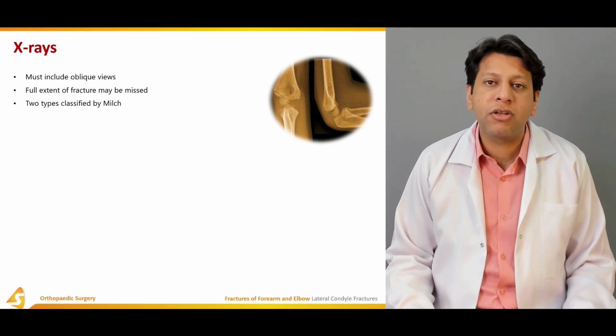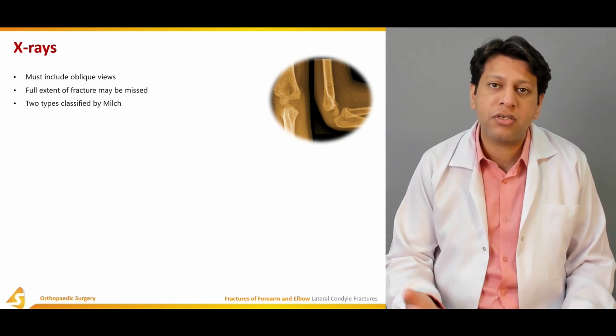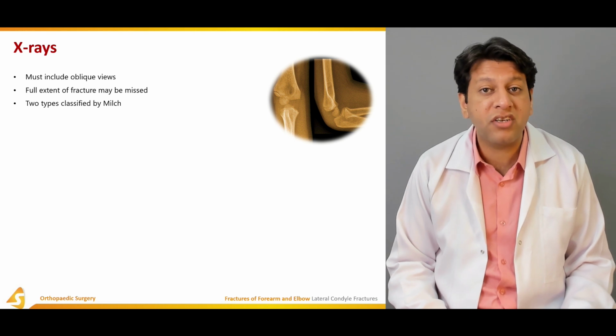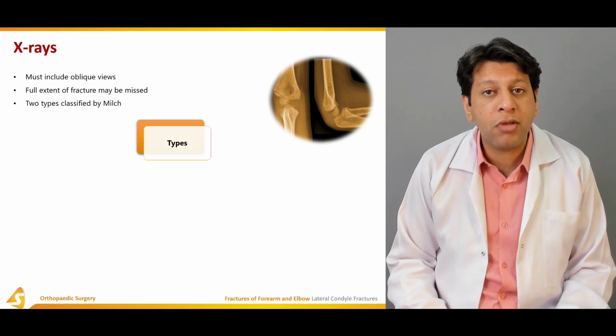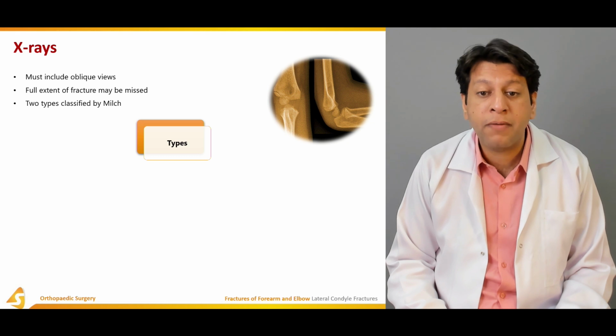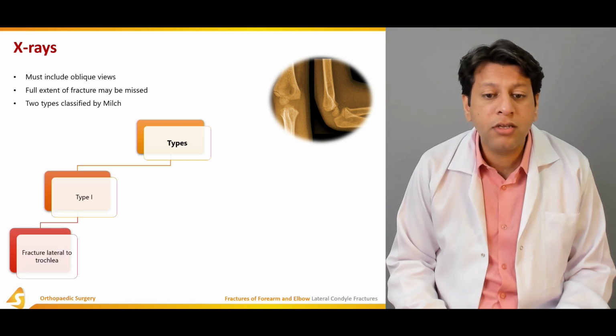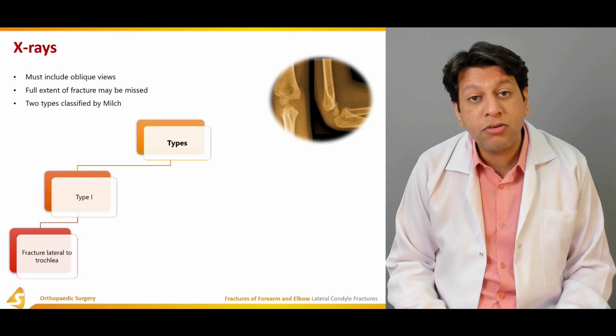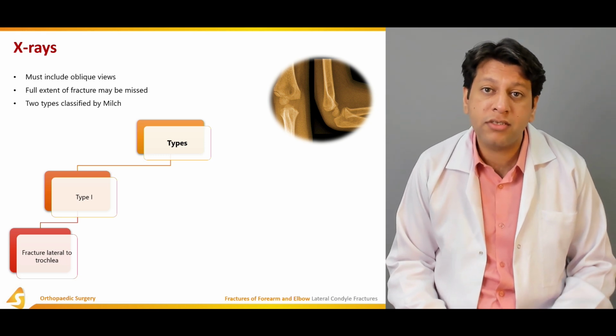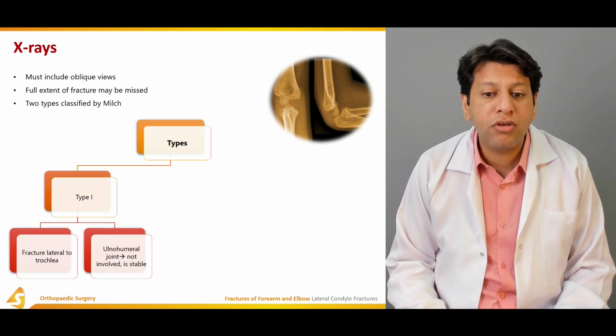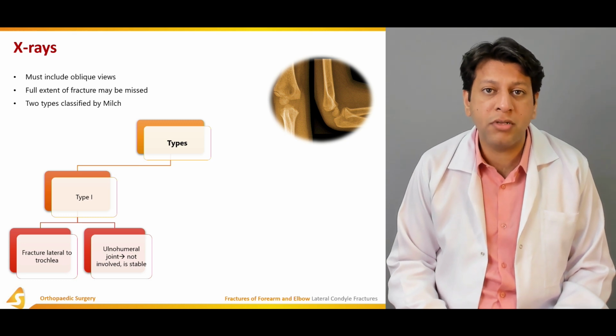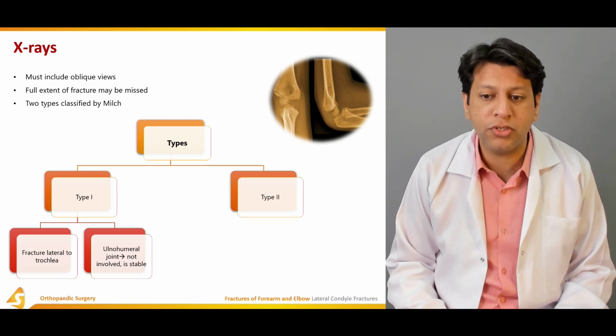Milch classified it according to two types. I have just discussed the Weiss et al. classification, which subdivides into three types, but according to Milch, there are two types of lateral condyle fracture. Type 1 is a fracture that is lateral to the trochlea and remains in the physis and the metaphysis only. The ulnohumeral joint is not involved and is stable.